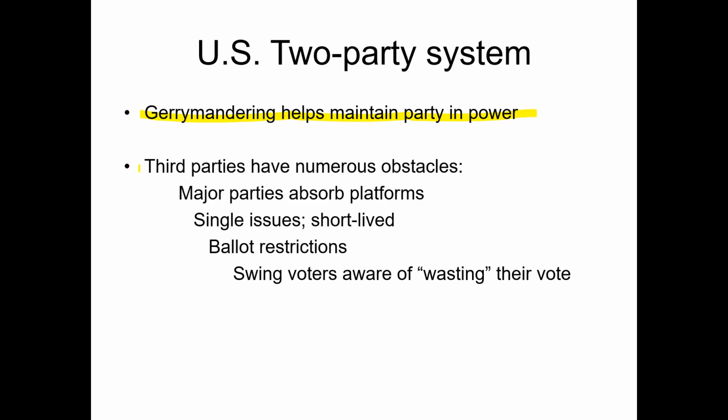Third parties have numerous obstacles to getting started. The major parties could actually absorb their platforms. The Democratic Party could be doing some of that to the Green Party or to a socialist-leaning type party. The Democrats could potentially grab that. A libertarian-leaning party would potentially be absorbed into the conservative or the Republican Party. So that's how it's been done over the years.